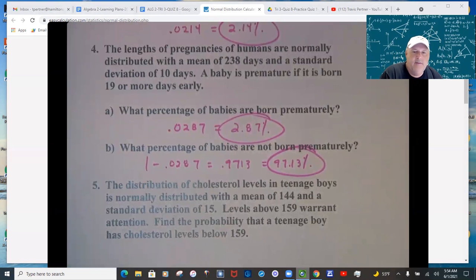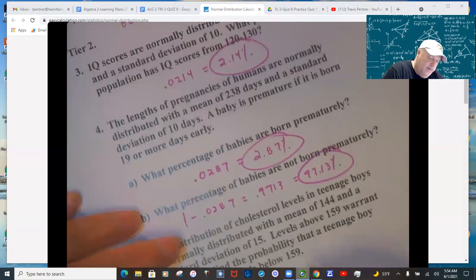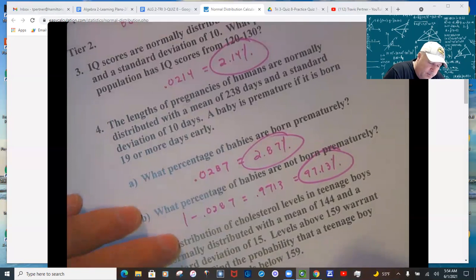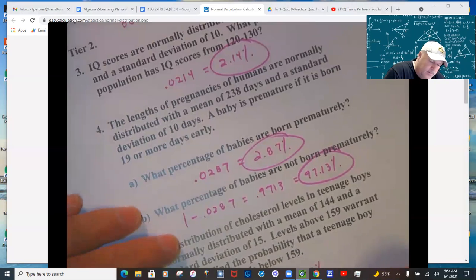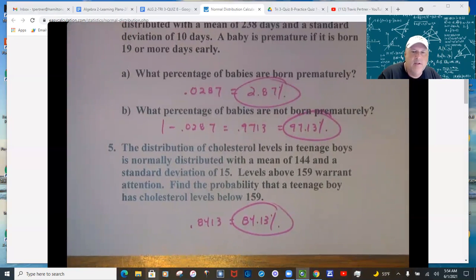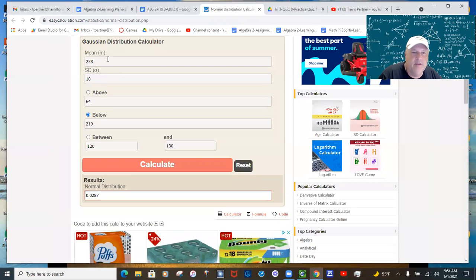Okay, so problem 5, if you ran that through, you would have 0.8413, 84.13%. Okay, pretty simple on that. Again, you're just using the calculator, you're inputting those values. You're either above something, below it, or between 2 values when it comes to calculating that vertical swatch underneath the standard normal curve.